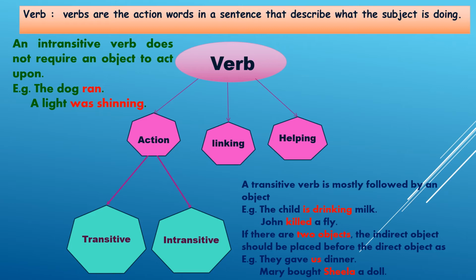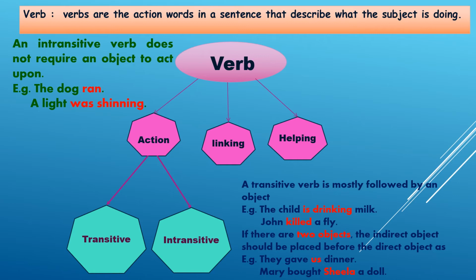So if you do not put an object, your sentence is incomplete. So a verb which needs an object is a transitive verb. John killed a fly. So if we do not use the word fly and we put a full stop after John killed, then our sentence is incomplete. So John killed what? A fly. So the transitive verb killed needs an object. And what is that object? A fly.